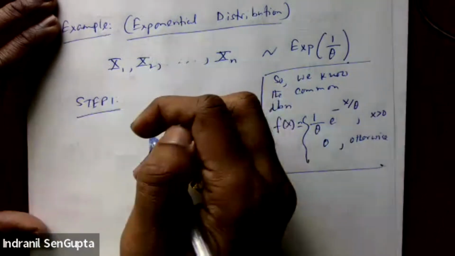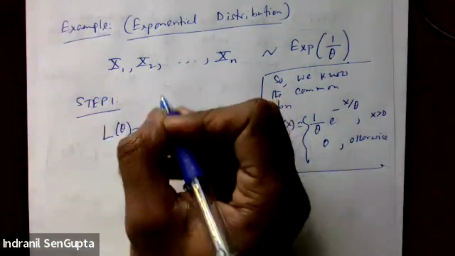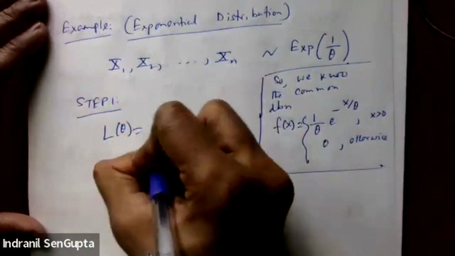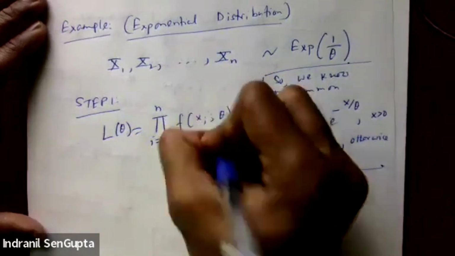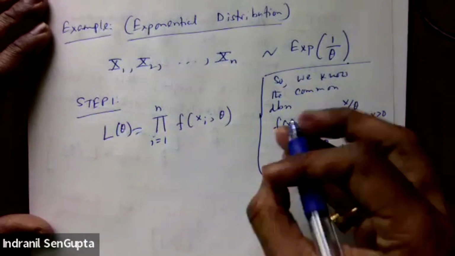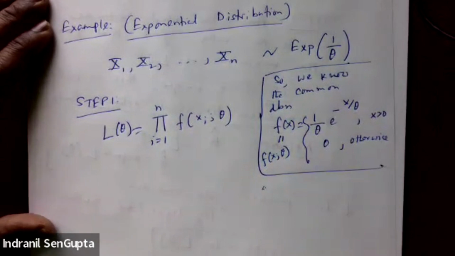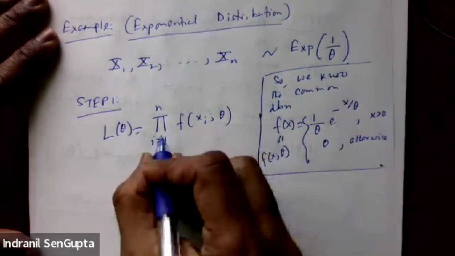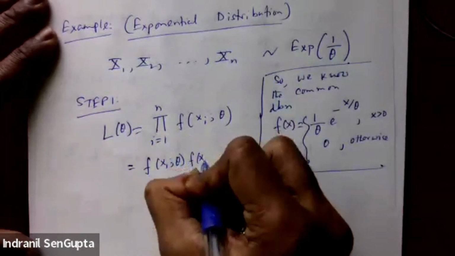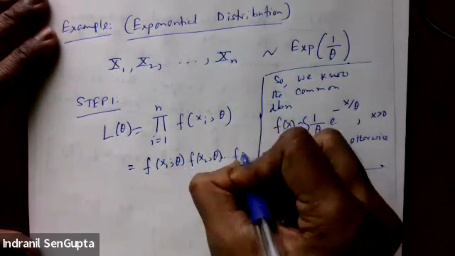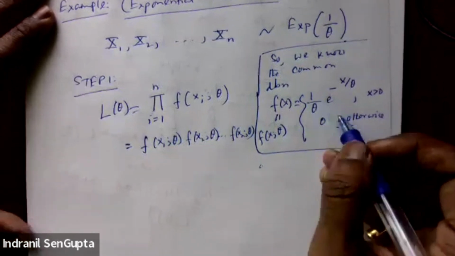What is the likelihood function? The likelihood function, L(theta), would be the product from i equals 1 to n of f(xi; theta). What is f(xi; theta)? This is the same as f(x; theta). So that means this is f(x1; theta), f(x2; theta), all the way up to f(xn; theta), right? So I'm trying to multiply all these.